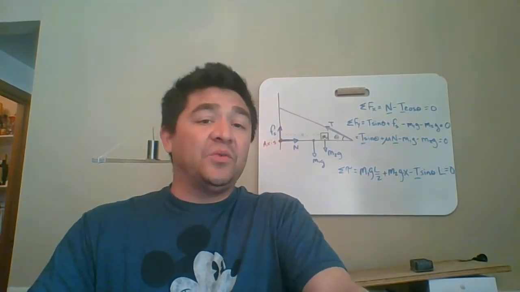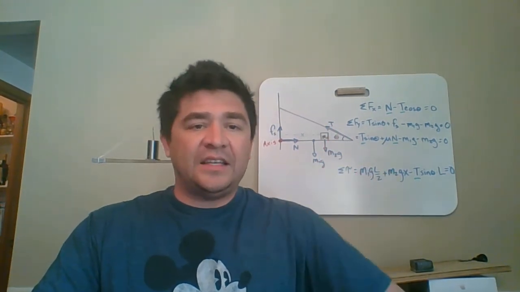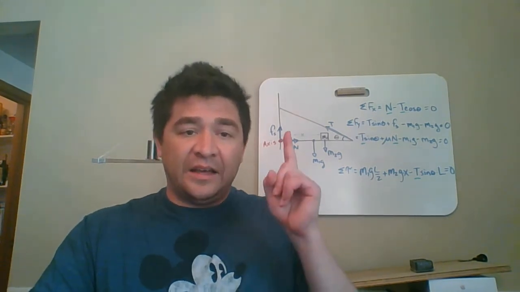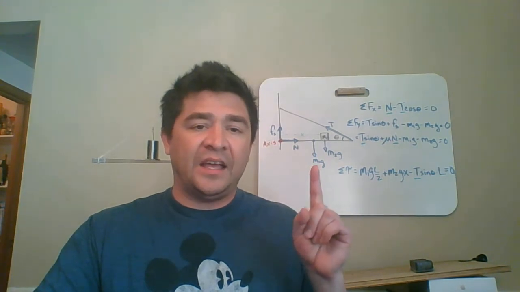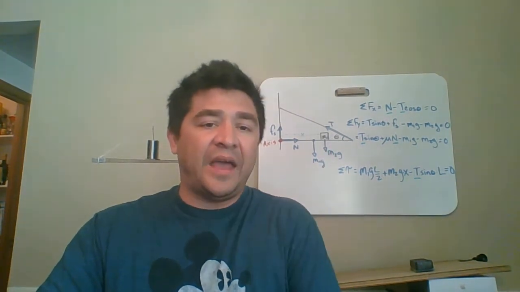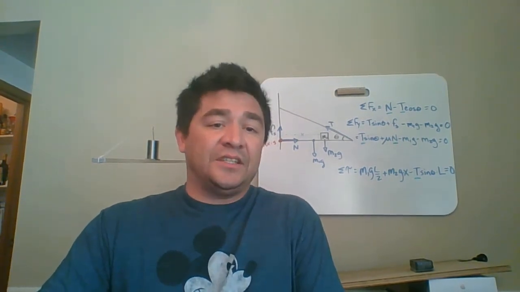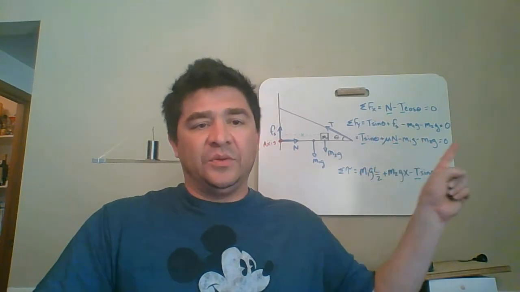Sum of forces in the y direction, then tension is acting upwards with T sine theta. Static friction is acting upwards near the wall, so positive. And then we've got the weight of the stick itself down, negative, and the weight of the attached mass down, negative. And then all of that gets set equal to 0. So we've got that in our sum of forces in the y equation.